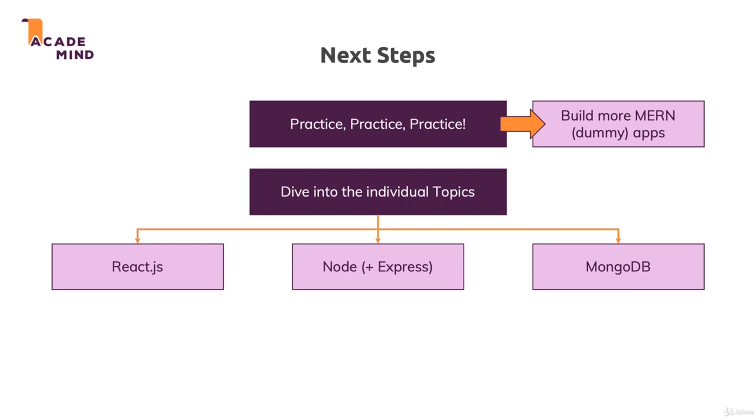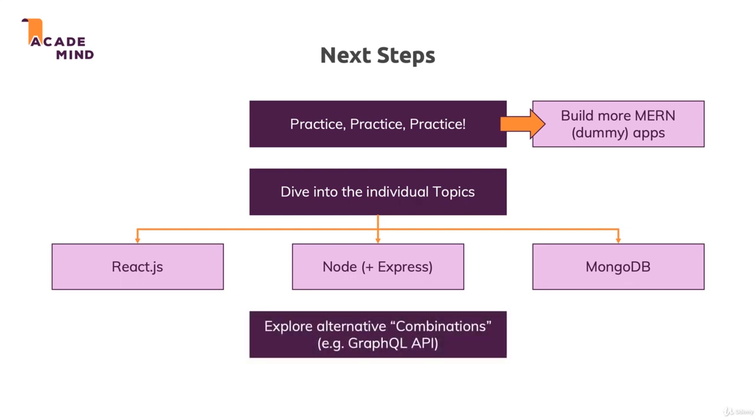And also keep in mind that the way we set up this MERN stack here is just one alternative, arguably the most popular and common one. But you could, for example, also build a GraphQL API instead of a REST API. Or you have a backend where you render views on the server side based on some templating engine, and you only use React in parts of your pages. So explore such alternative combinations as well. It could be interesting to build your own GraphQL API.